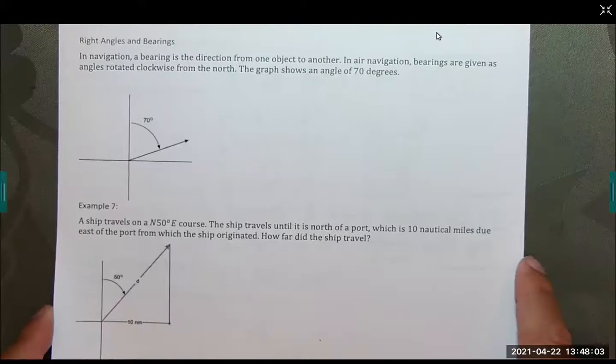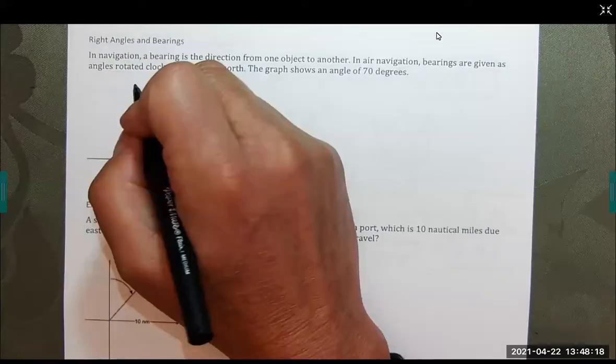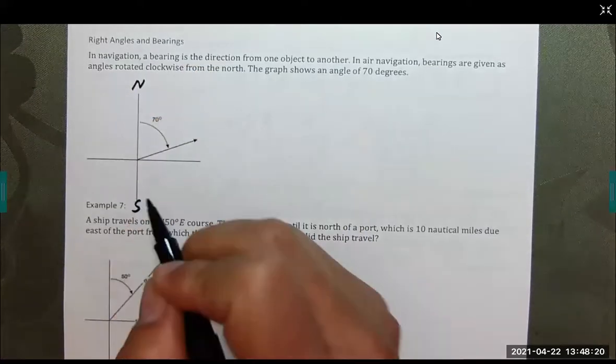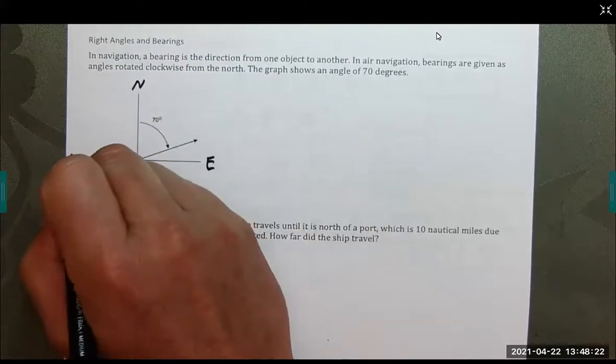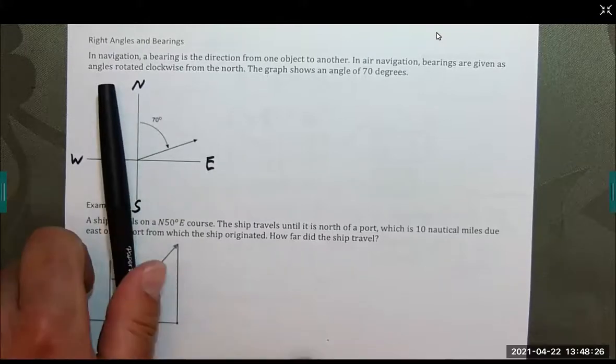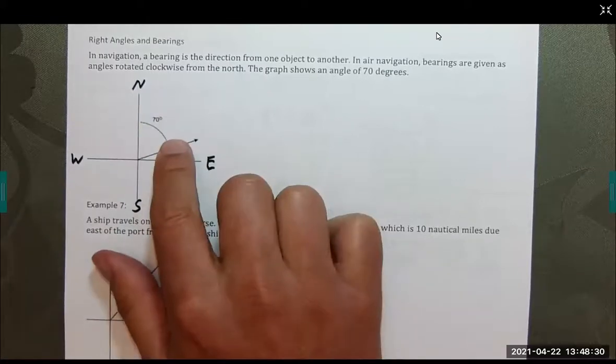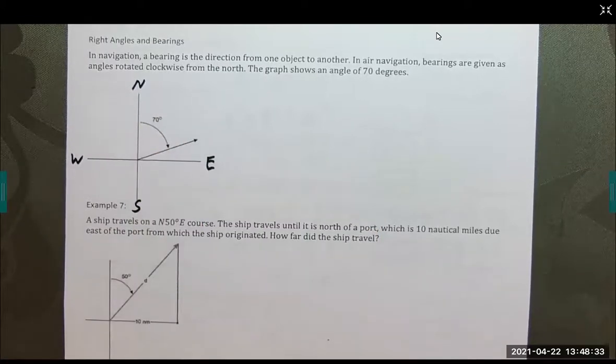So right angles and bearings. In navigation, a bearing is the direction from one object to another. In air navigation, bearings are given as angles rotated clockwise from the north. So let me label this real quick. North, south, east, and west. So from the north, it's the angle in a clockwise direction. So this one is showing an angle of 70 degrees.